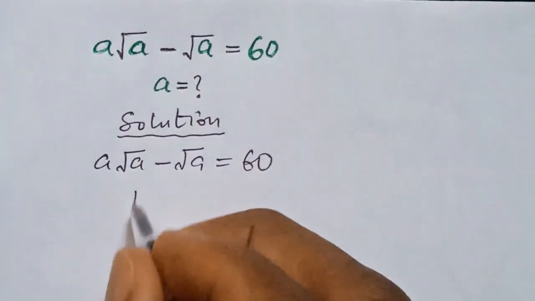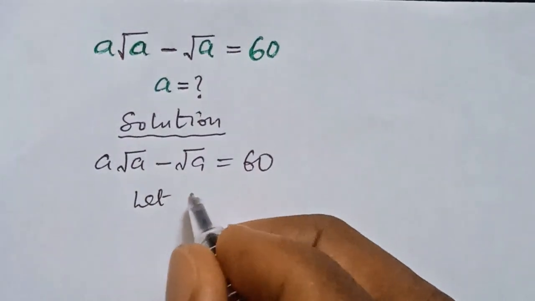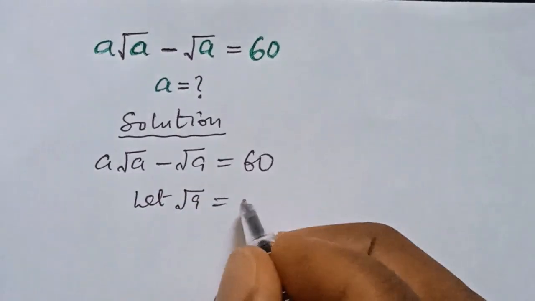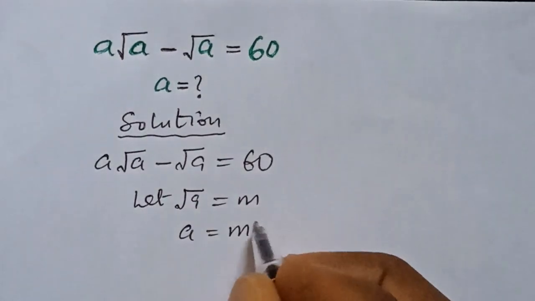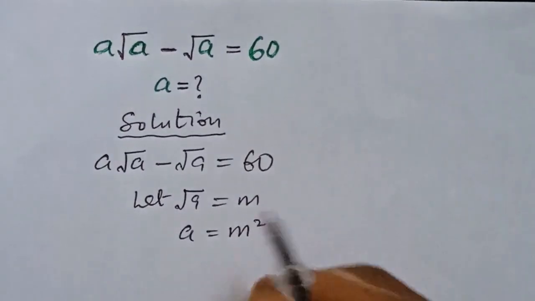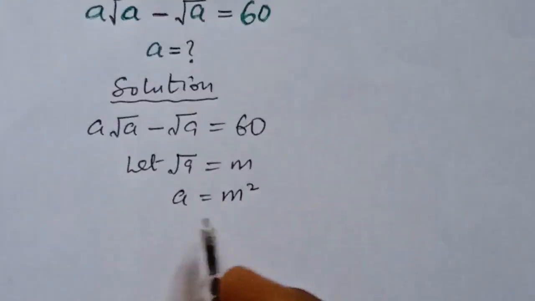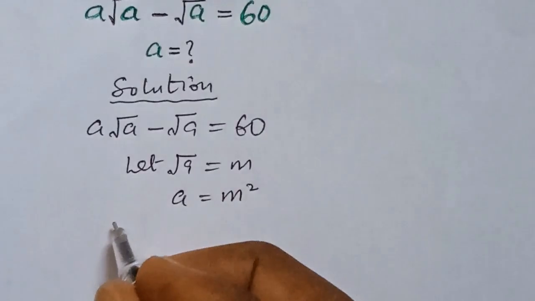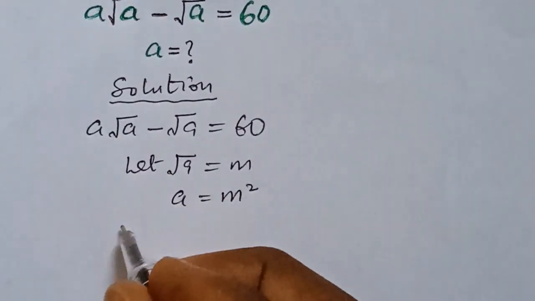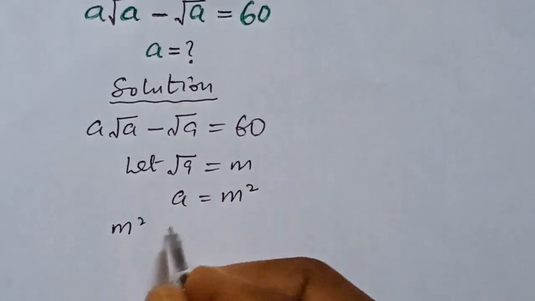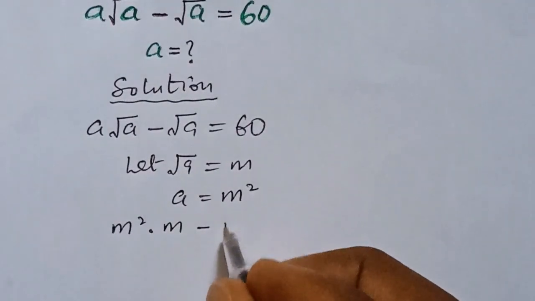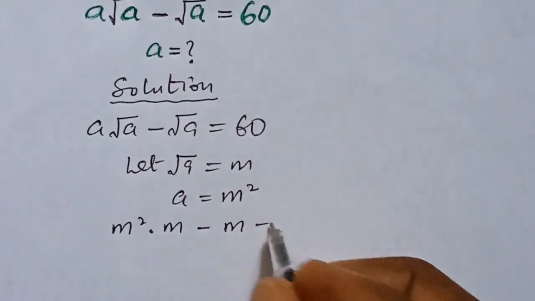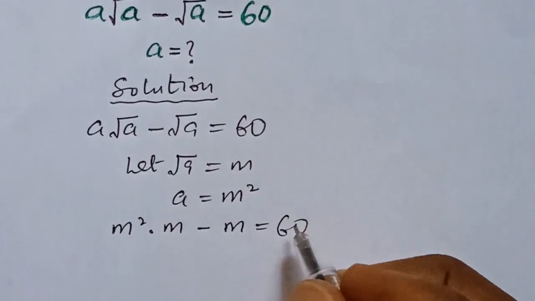So first thing, we say let square root of A equal to M. Then A will be equal to M squared. So we substitute this into our equation, our question. We have M squared multiplied by M minus M equal to 60.